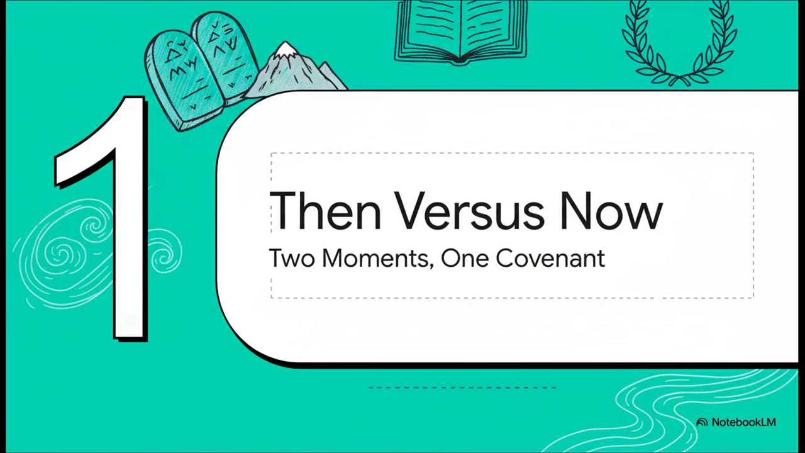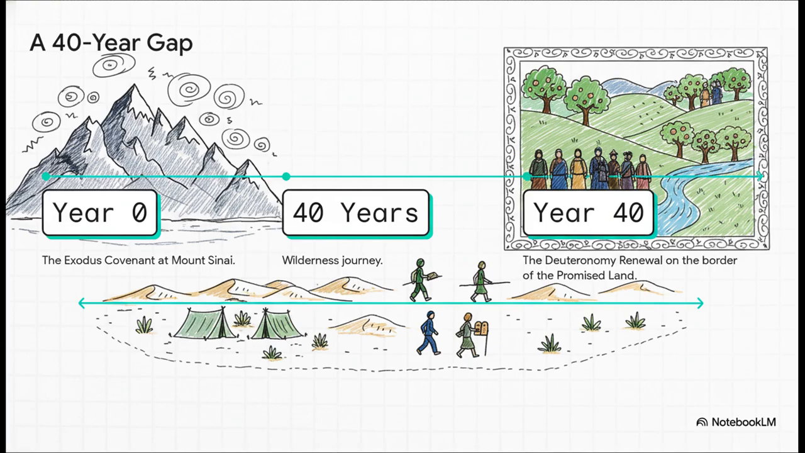To really crack this mystery, we first have to understand the setting. You see, these two lists of laws were given at two completely different times in Israel's journey, with decades in between. Getting a handle on that then versus now is really the first big step. And what a journey it was. I mean, look at this timeline. We're talking about a massive 40-year gap between the two accounts. The entire generation that first heard the law at Mount Sinai, they're gone.